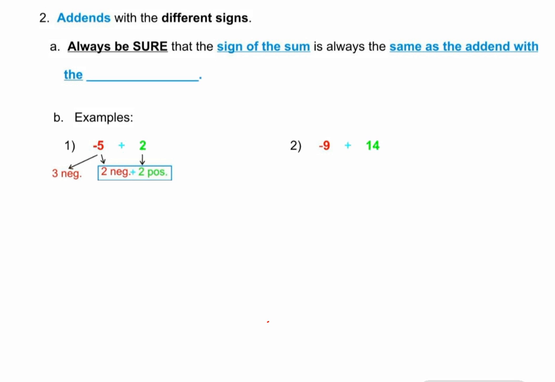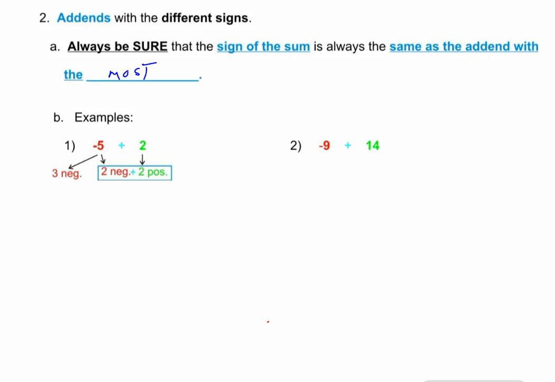All right. Always be sure that the sign of the sum, the sign when you add them, is always the sign of the addend, the one with the most. Because you're always going to have positives, you're going to have negatives. Newsflash. If there are more positives than negatives, your answer will be positive. If there are more negatives than positives, your answer will be negative. It's always the sign of the one with the most.